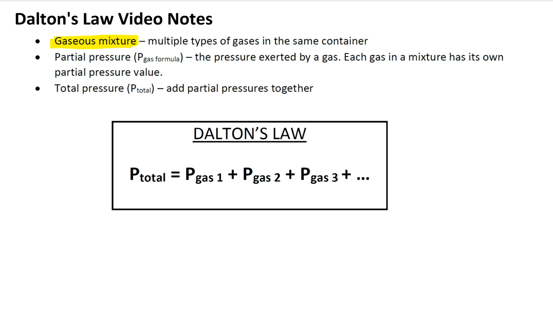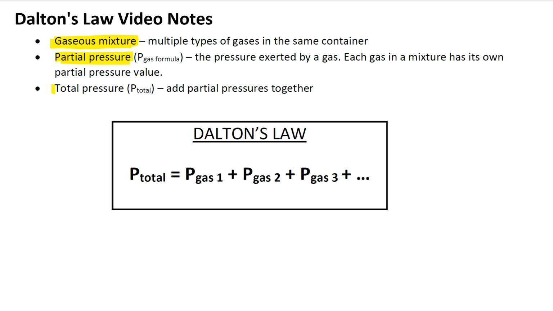Then you have partial pressure, for which we use the symbol with a capital P for pressure, and then as a subscript we write the formula of the gas. This is going to be the pressure exerted by a specific gas. Each gas in a mixture has its own partial pressure value.